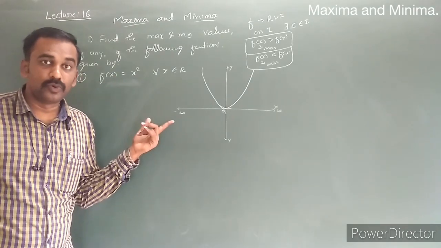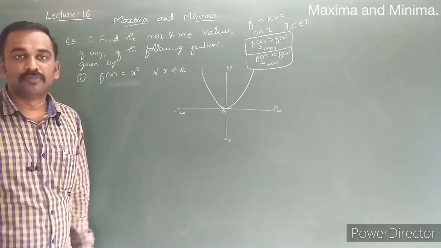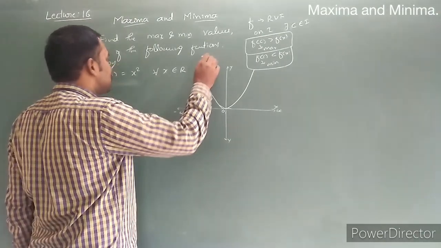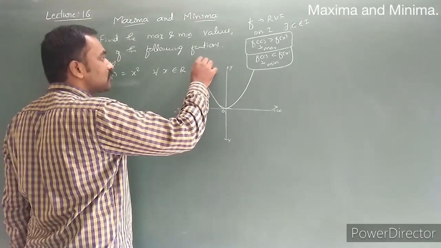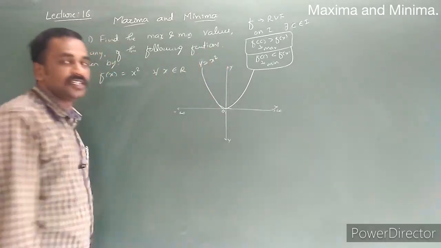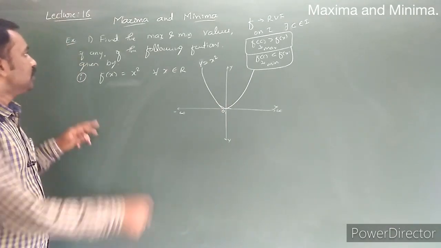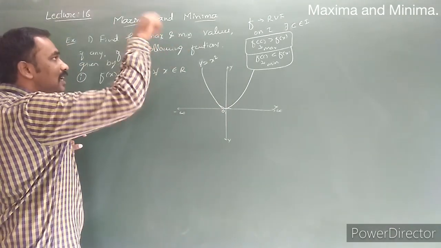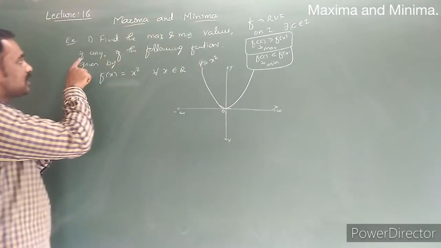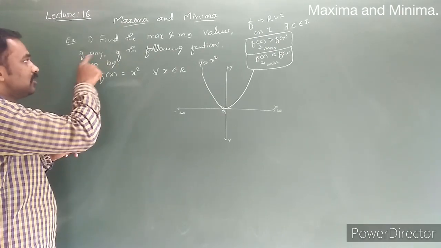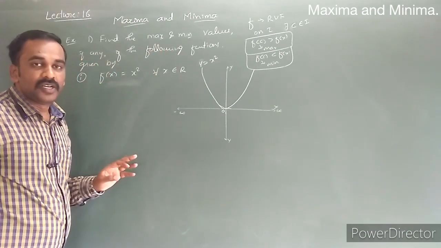x square is equal to 4ay form, so it is an upward parabola. So we can say that f of x is equal to x square, or y is equal to x square. This is the function. Now for this function, we need to find the maximum as well as the minimum values, if any values exist.